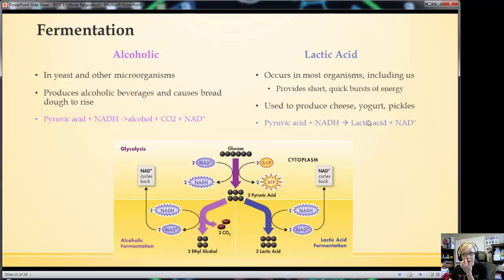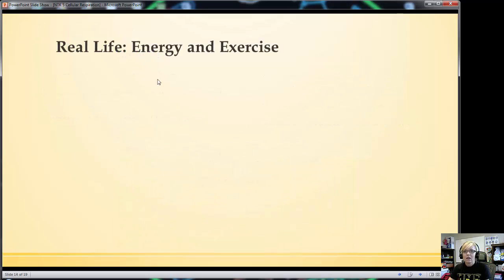So make sure that you memorize both of these equations. I won't ask for the numbers, like 2 ethyl alcohol, 2 CO2. Don't worry about the numbers. I just want you to get the general idea of what the reactants and the products are for each of these. Now let's talk about this in real life. Why do we care about lactic acid fermentation?